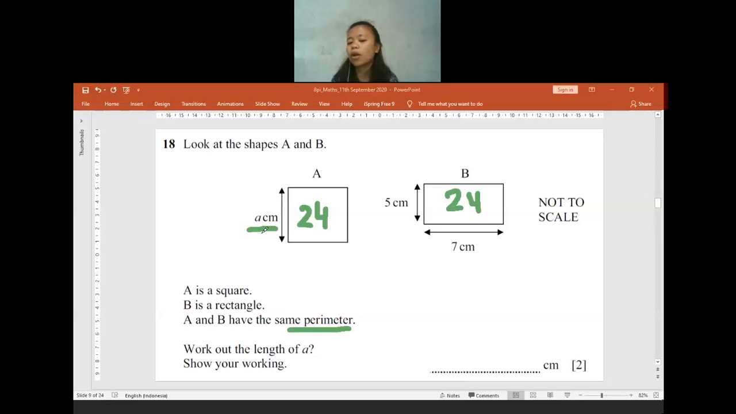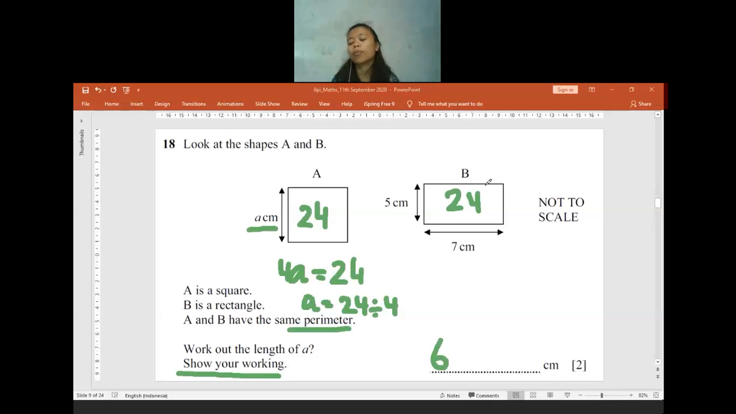So, let us revise. What is the formula of finding the perimeter of square? Perimeter of square, what is the formula? It will be for A is equals to 24. So yes, correct. For finding the A, we do 24 divided by 4, which is equals to 6. Is there anyone have any confusion? No? Okay, if you have no confusion, let us move to the next question. The answer correct, it will be 6 centimeter.